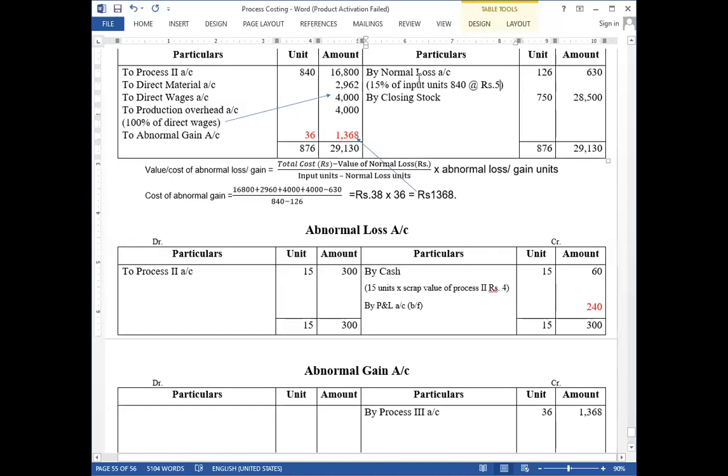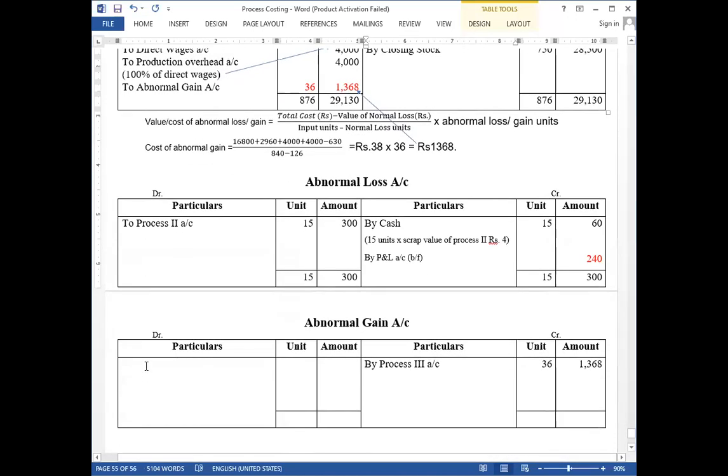Whatever you have written as abnormal loss, that you told may be converted into 5 rupees, you are going to cancel it. So you are going to write on the opposite side whatever the abnormal gain, which I cannot consider as normal loss. So you are going to cancel it as to normal loss account, that is scrap value. You're going to cancel those units. So how many units? 36 units.